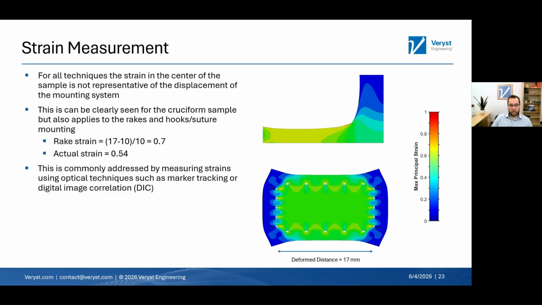But we can even see it with this rake model below, where we've got a 10 by 10 rake alignment, and then a deformed distance of 17 millimeters. If you took that by raw machine head crosshead displacement, you'd have a strain of around 0.7. The actual strain in that region, though, is around 0.54. So you really need to make sure you are recording the strain in the central region of that sample by other means. One common means is measuring strains using optical techniques, such as tracking fiducial markers or digital image correlation.